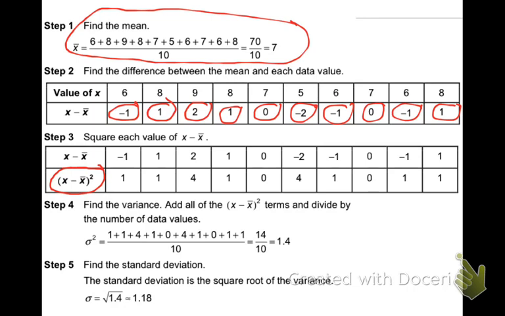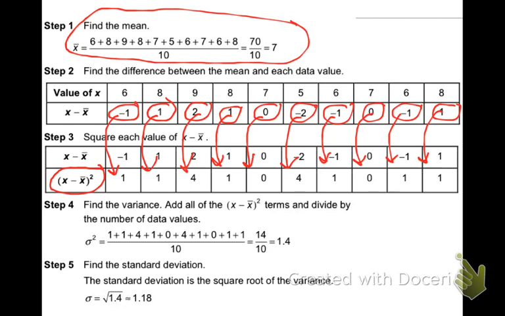So then you square all those values you had. For example, negative 1 squared is 1. 1 squared is 1. 2 squared is 4. 1 squared is 1. And 0 squared, 0. Negative 2 squared, 4. Negative 1 squared, 1. 0 squared, 0. Negative 1 squared, 1. And 1 squared, 1. Okay? So you find all the squared values.